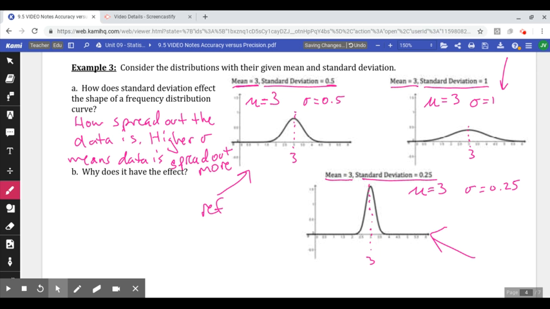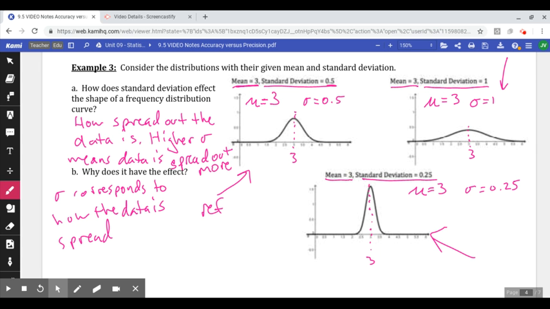Why does it have that effect? Well, that's a silly question. I think, see part A, that's what standard deviation means. It's how far the data is spread out. So the higher the number, that would be a larger spread. So I guess we could say that standard deviation corresponds to how the data is spread out.